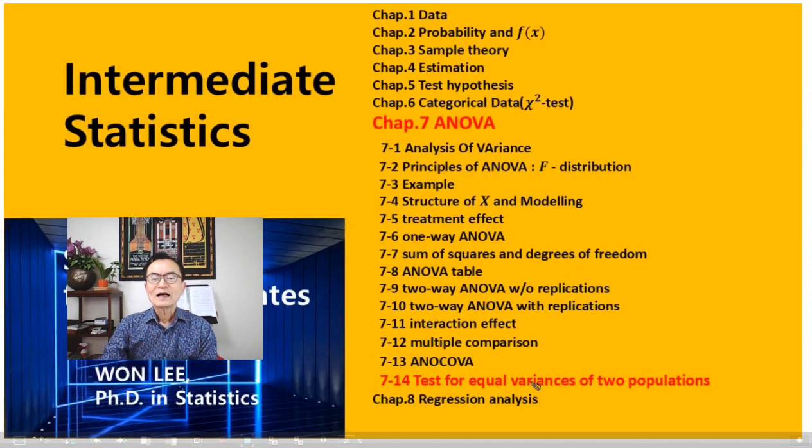Okay. Chapter 5, testing hypotheses. We tried to test for equal means of two independent populations. In that case, we had to consider two cases: equal variances of the two populations or unequal variances of the two populations. Okay, let's see what I'm talking about.